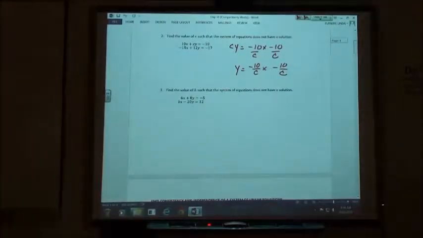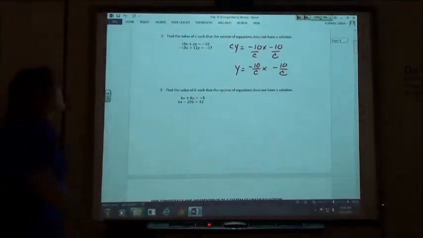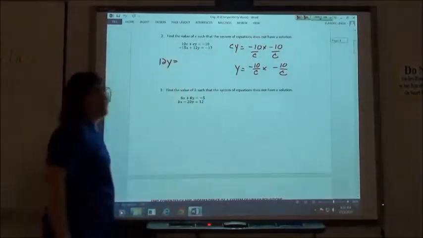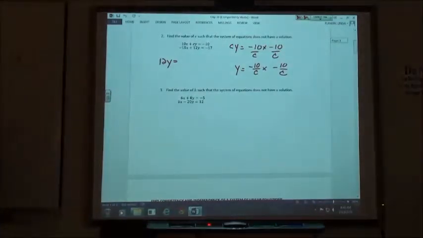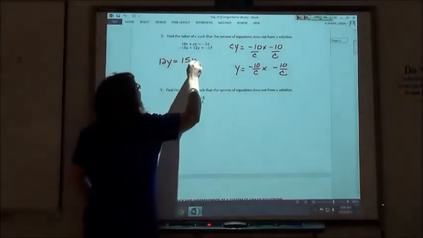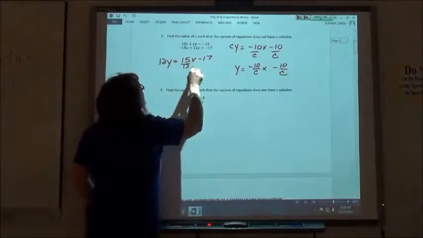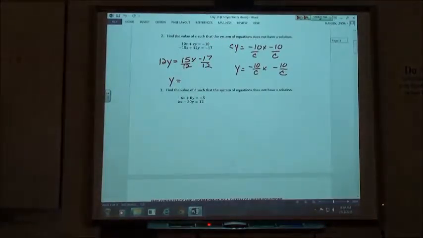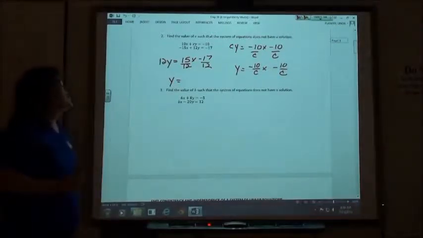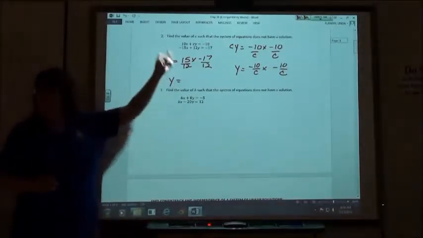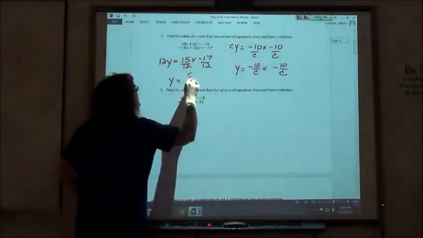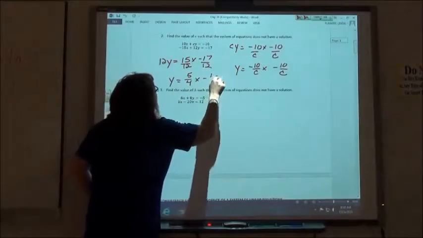The bottom equation, it doesn't look like they changed that much from number 1. If I solve that one, I'm going to have 12y equals, and on the other side I would get 15x minus 17. I then divide by my 12, so y equals 5/4 because I can reduce it down. You could leave it 15/12, but then your numbers are bigger, so I like to reduce it down. So 5/4 x minus 17/12.